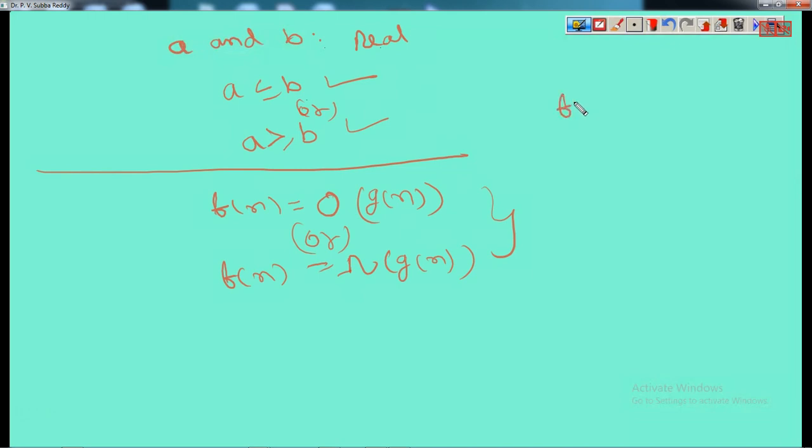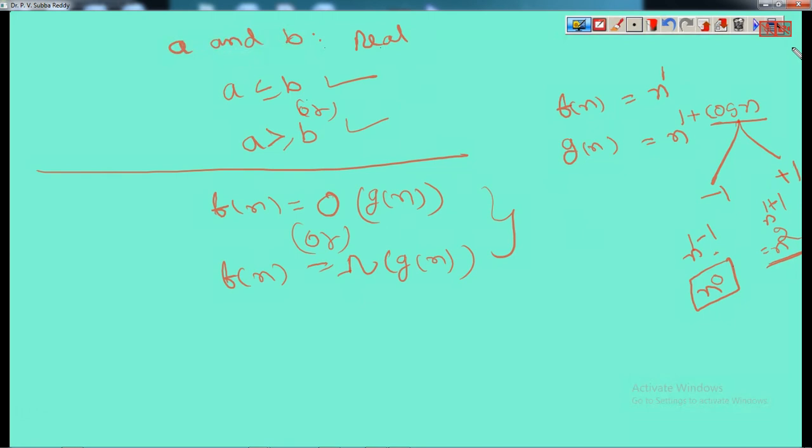For example, take f of n is n power 1, that is n. g of n is n power (1 plus cos n). Now what is the range of the cos function? Minus 1 to plus 1. If it is minus 1, this is n power (1 minus 1), which is n power 0. When it is plus 1, this is n power (1 plus 1), which is n square. Now which has higher order of growth? Here, for some values of n, this growth is more than this. For some values of n, this growth is less than this. So is it possible to generalize? No. That means here f of n is big O of g of n is not correct.